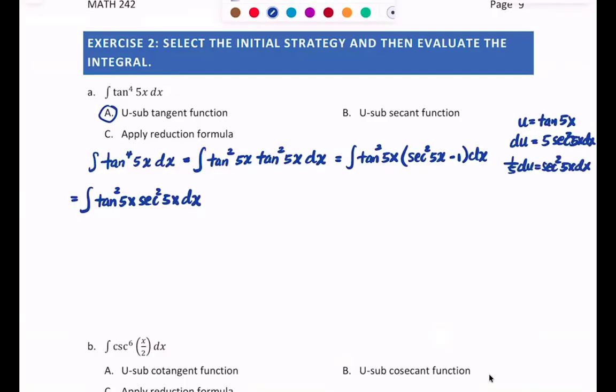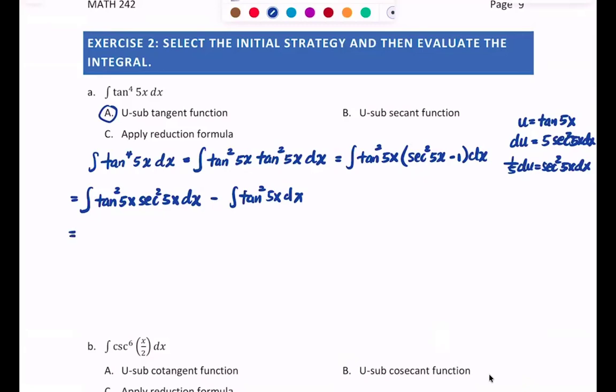Okay. And the second is an integral of tangent alone. But the power is 2. We talked about the strategy. What do you do with power 2 for tangent? Yeah, apply the identity.